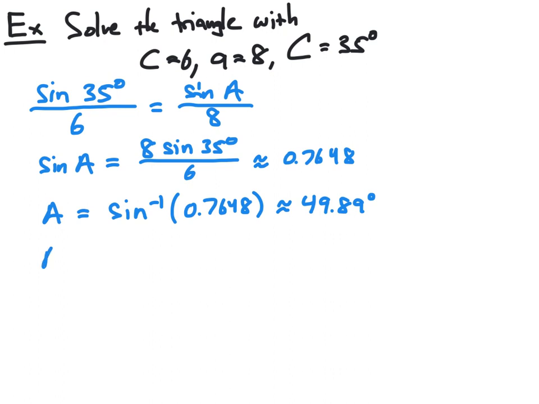We always have to check the second angle here. It's always the angle in quadrant 2 with this same sine value. So that'll be 180 degrees minus 49.89 degrees. And this will be 130.11 degrees.